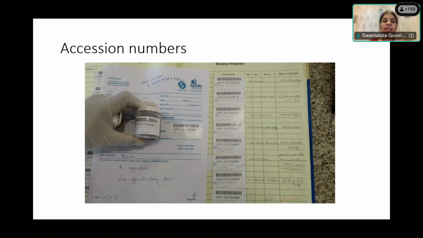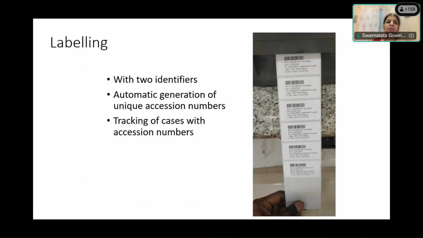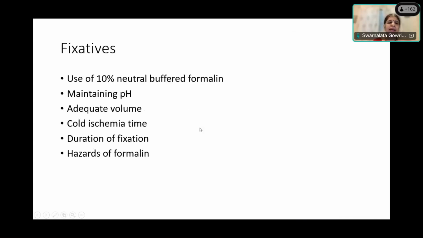As we all know, names in India are common, like Subba Reddy, Srinivasan, and so on. And you could never identify a tissue by the name of the patient alone. So we need to have two identifiers. In our hospital, when we receive the specimen, we have something called a UHID, the unique identity, and the name of the patient. When we receive it, we give the number, and then identify it with the name of the patient and the unique accession number that we give. The accession numbers are automatically generated so that there is no redundancy of numbers, and we track cases with these accession numbers.